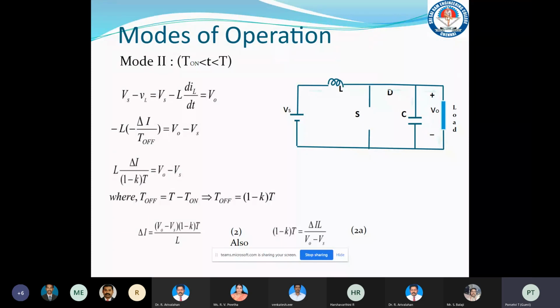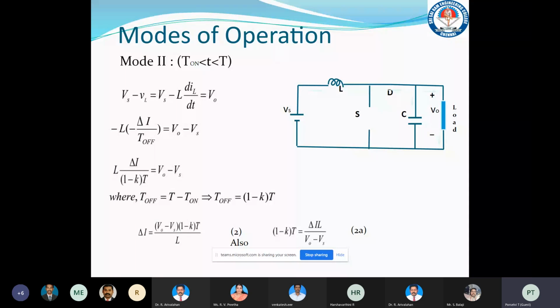And during mode 2, we can write the inductor voltage by using this expression. From this circuit, we can write Vs minus VL, that is equal to Vs minus L into dIL by dt, that is equal to V naught. We can rewrite the above equation by substituting dIL and dt. dIL is going to be minus del I, because the change in current will be from I max to I minimum. So del I will be I min minus I max here.